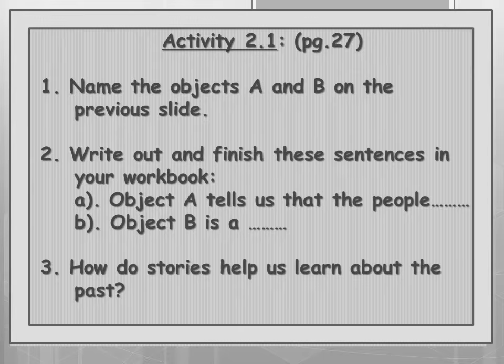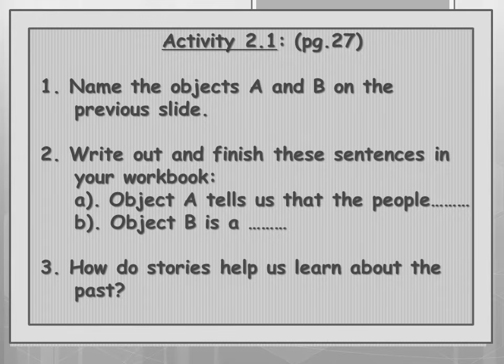Right, now we got an activity. Activity 2.1, it's on page 27 if you want to follow it in your book. Number 1, name the objects A and B on the previous slide. If you go look at that picture ma'am gave to you, there are pictures that are named A and B. You must tell me what is A and what is B.